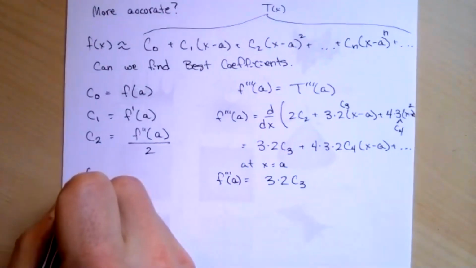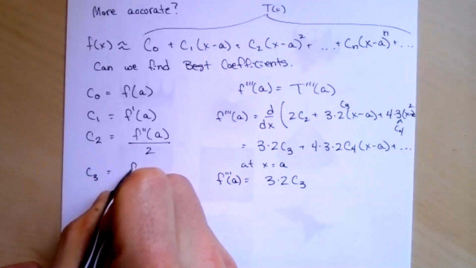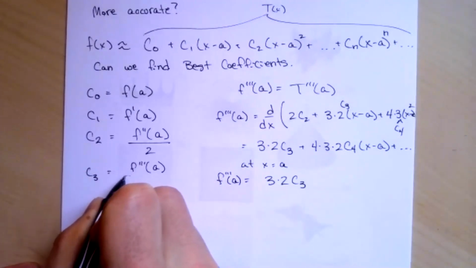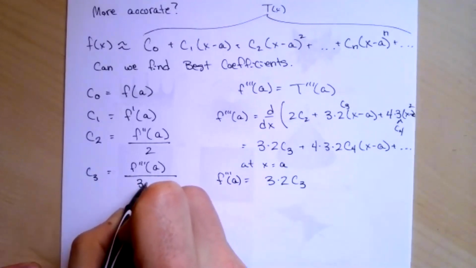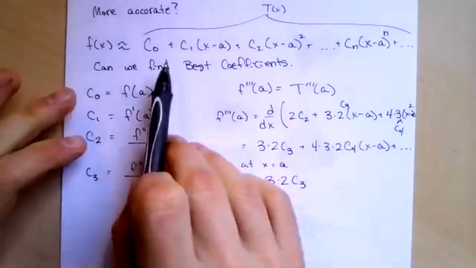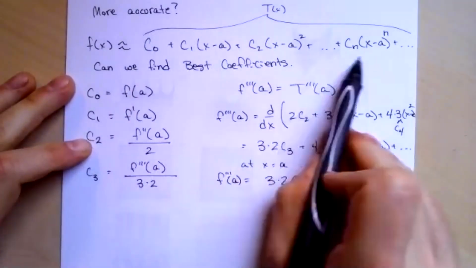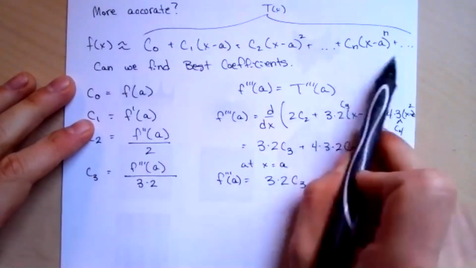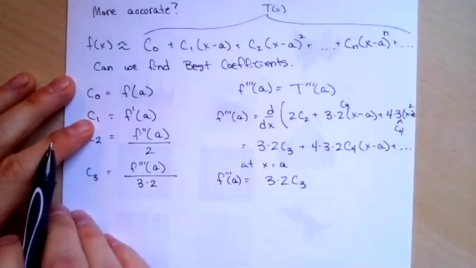In other words, our C3 is related to the third derivative of the function divided by 3 times 2. So does everyone see that? If you didn't follow, write that out. We have this formula for t of x. Take one derivative, see what you get. Take another derivative to see what you get.